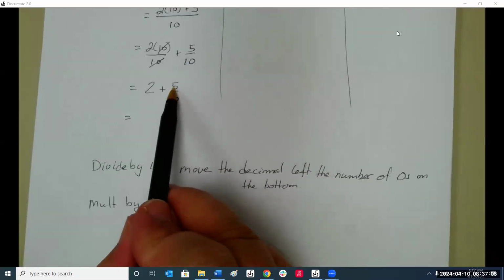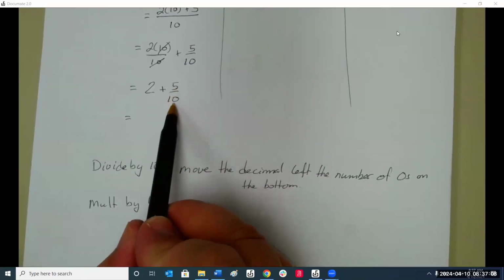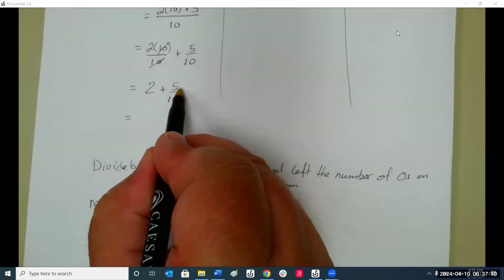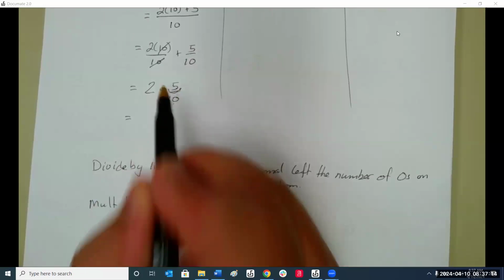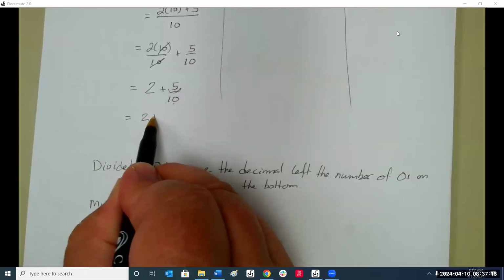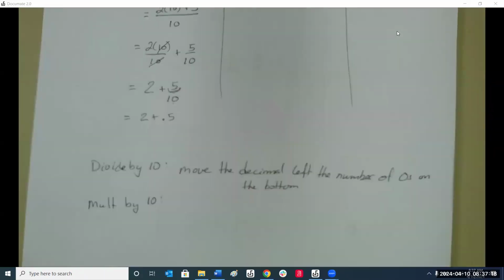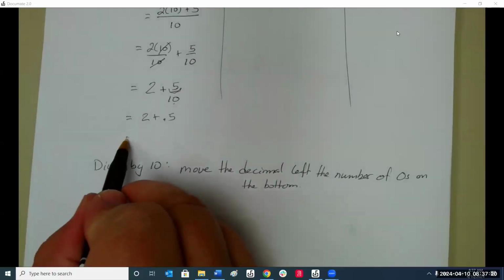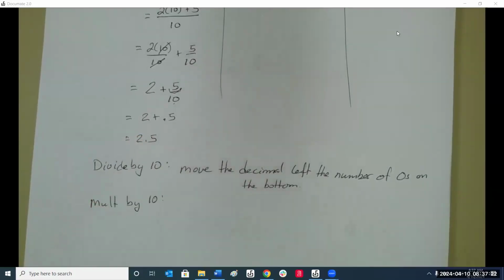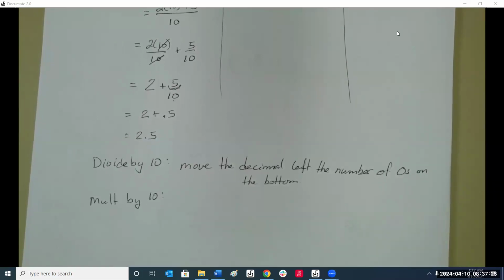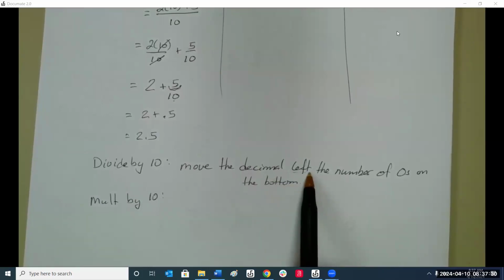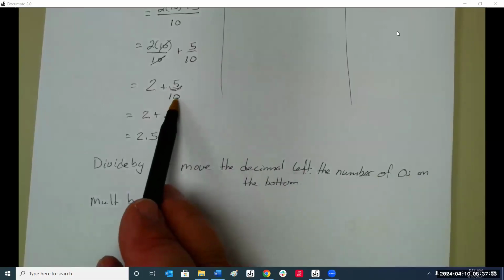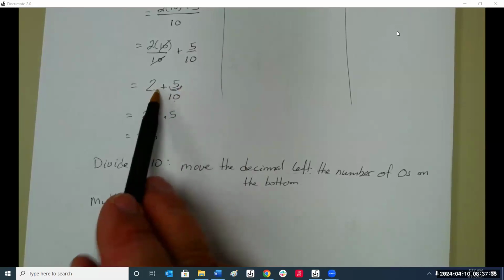In other words, 5 divided by 10. There's only one zero. So we know the decimal is right there after the 5. Since it's dividing, we move it to the left. So this becomes 2 plus 0.5, which then makes it 2.5. So when you're dividing, you move the decimal left the number of zeros you have on the bottom. Since you only have one zero, you move it one space to the left.